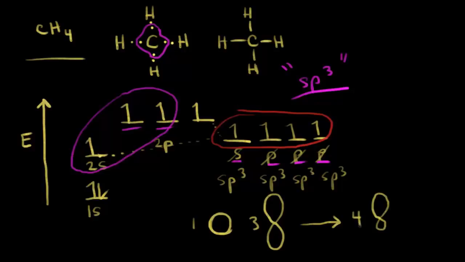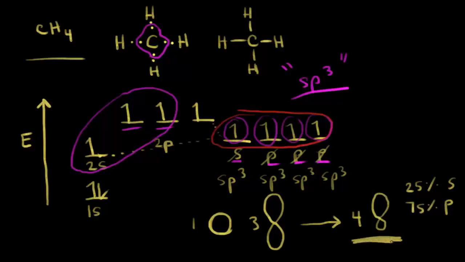So we're going to make 4 of these. Once again, we have 4 sp3 hybrid orbitals, and each one of these hybrid orbitals is going to have an electron in it. We can see that each one of these sp3 hybrid orbitals has 1 electron in there like that. And so the final hybrid orbitals here contain 25% s character. Let me write this down here. So 25% s character and 75% p character in this new hybrid orbital. Once again, that's because we started out with 1 s orbital and 3 p orbitals for our hybridization.